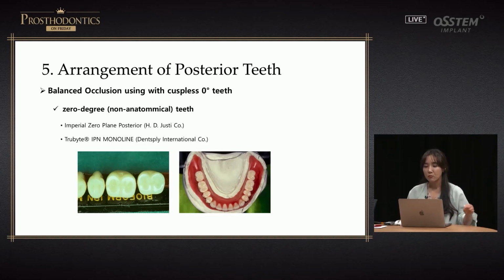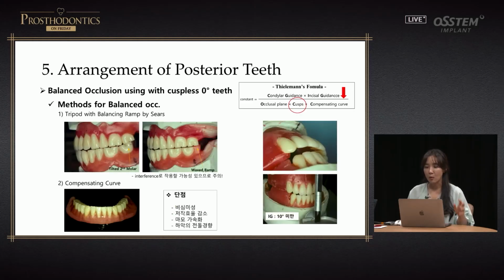As explained before, the 0-degree cuspless teeth can be used when jaw relationship is not good or unstable. As explained, non-anatomic teeth used to be not all 0-degree, but currently they are. Companies provide sample books introducing 0-degree teeth that you can choose from. As I said before, 0-degree teeth doesn't mean that you cannot achieve balanced occlusion.